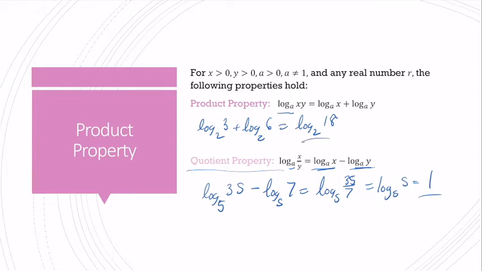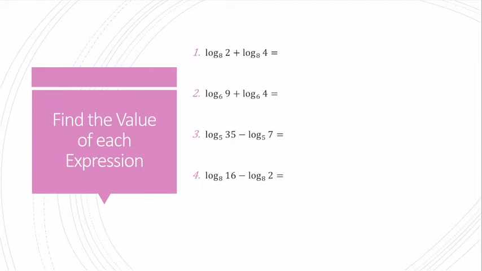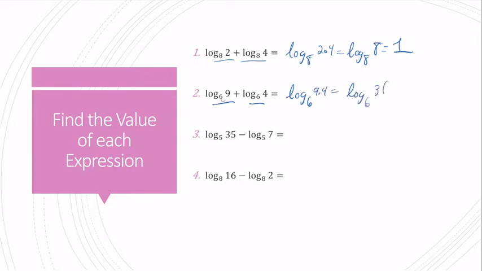So let's go ahead and find the value of each expression. If I have log base 8 of 2 plus log base 8 of 4, that's the same as log base 8 of 2 times 4, which is log base 8 of 8, which is 1. If I have log base 6 of 9 plus log base 6 of 4, that becomes log base 6 of 9 times 4, which is log base 6 of 36, which is 2.